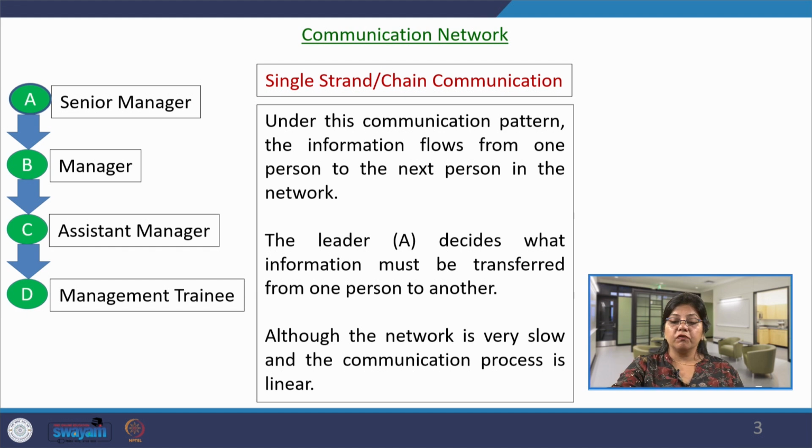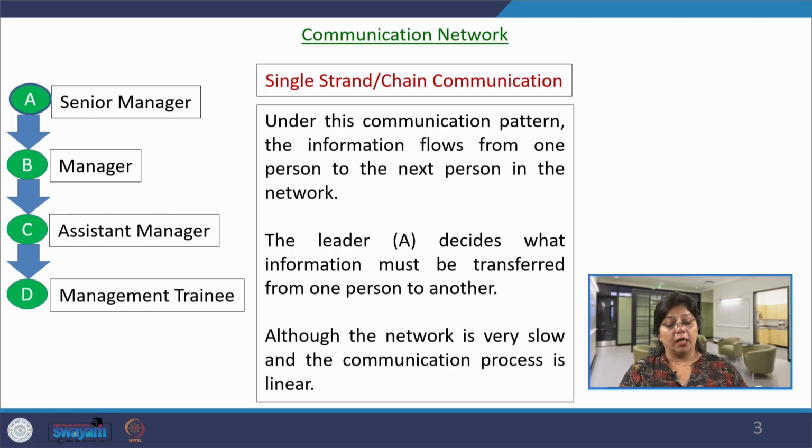Under this type of communication pattern, information flows from one person to the next person in the network as per the structure, and the leader decides what information has to be shared or transferred from one person to another. Every time the leader has the authority to decide what amount and at what time that information has to be shared with B, C and D.